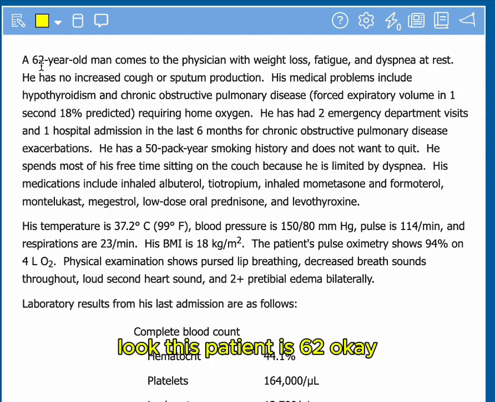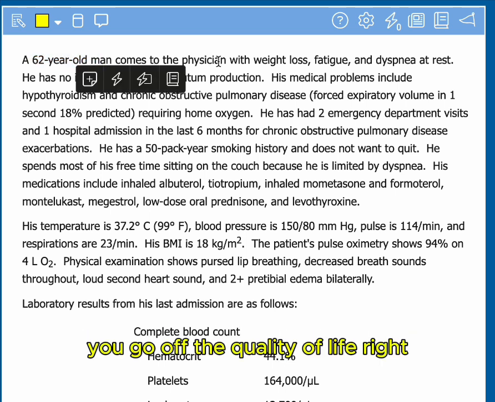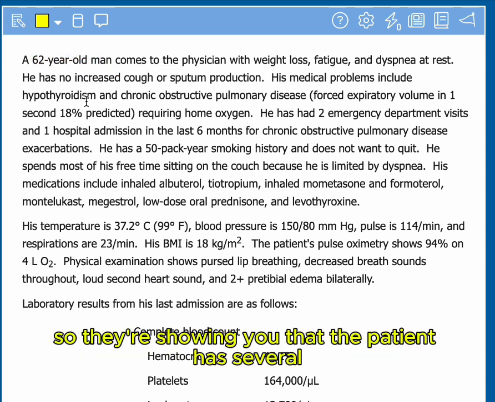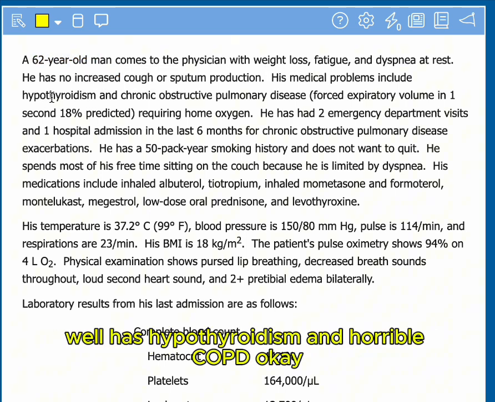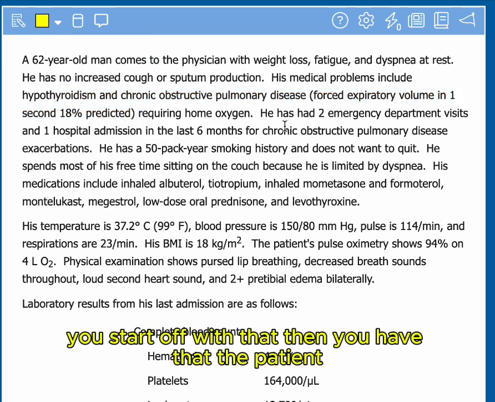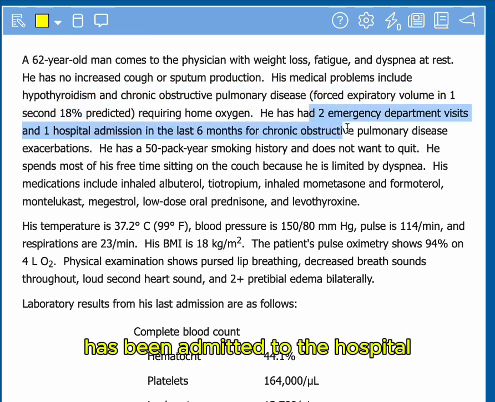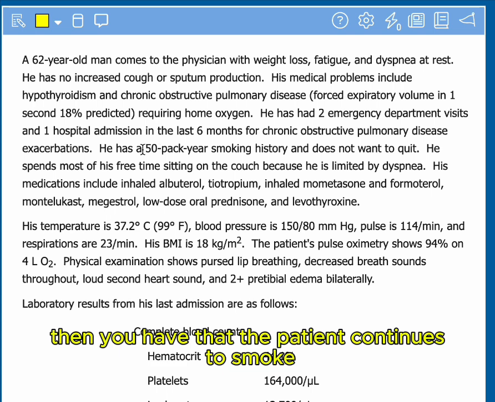Look, this patient is 62. Okay, they're not too old, but you never go off the age. You go off the quality of life, right? Or functional status. So they're showing you that the patient has hypothyroidism and horrible COPD. Okay, you start off with that. Then you have that the patient has been admitted to the hospital several times in the past year. Then you have that the patient continues to smoke.